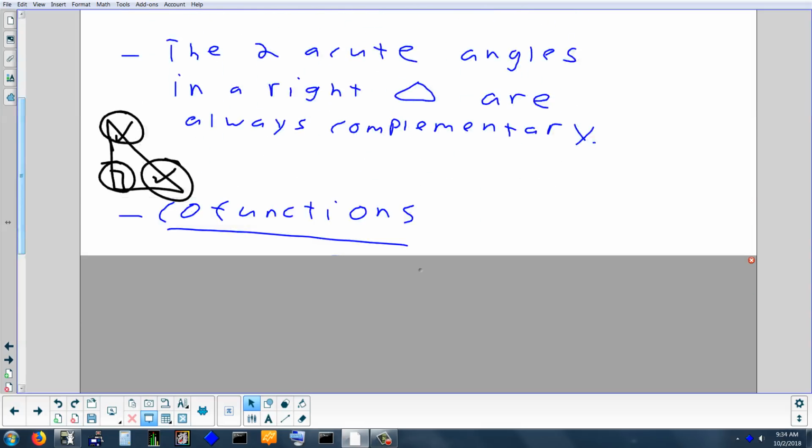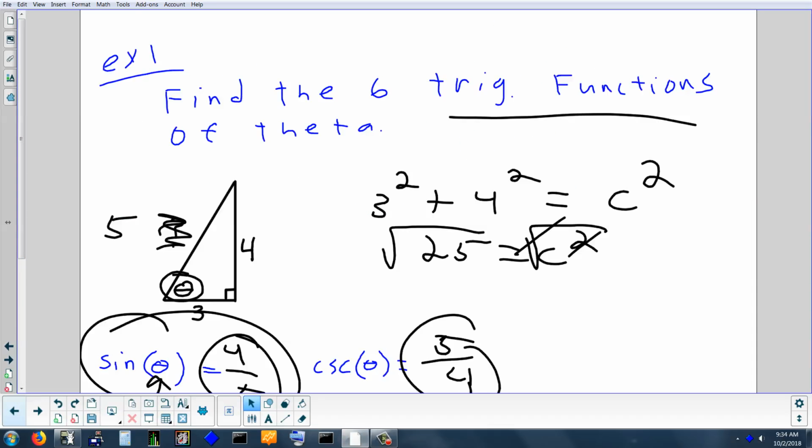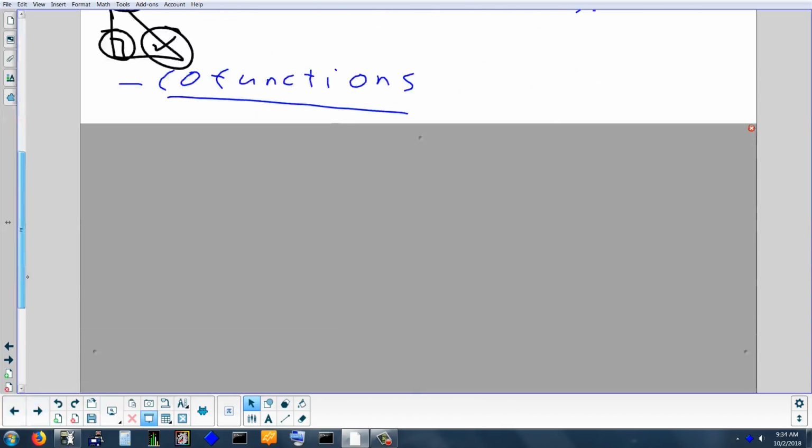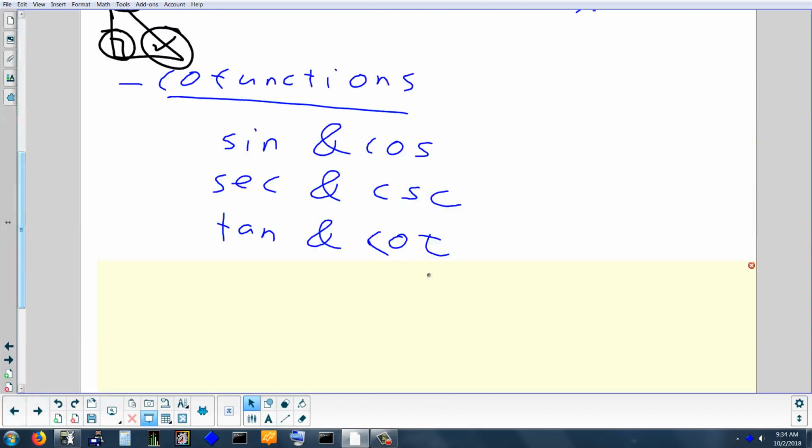So we have 6 functions: sine, cosine, tangent, cosecant, secant, and cotangent. And the way I have them paired up across from each other here, they're reciprocals. You flip one to get the other. Okay? That's one way to pair them up. Another way to pair them up is like that. Pairing them like this, they're called cofunctions. And if you pronounce them, I think it's pretty clear why.